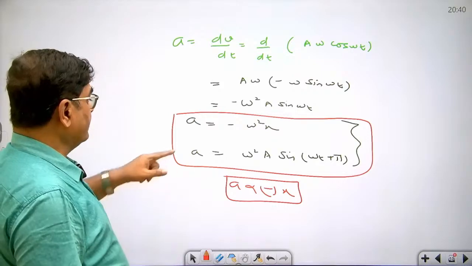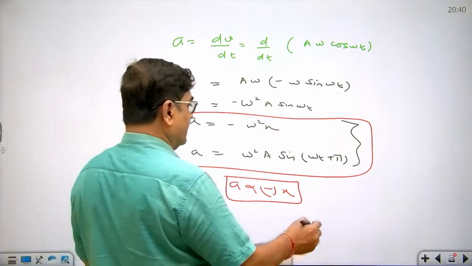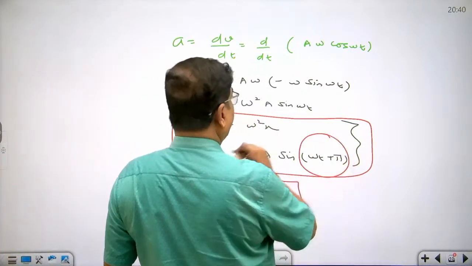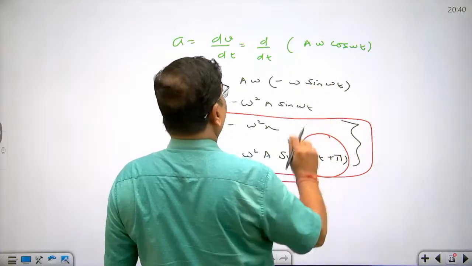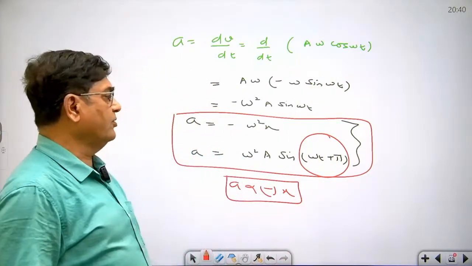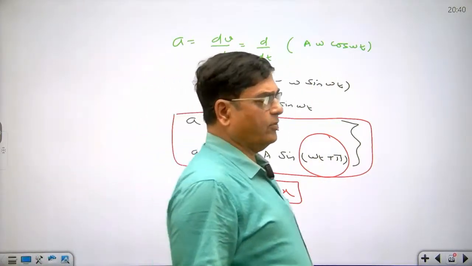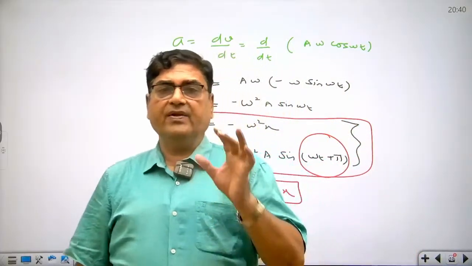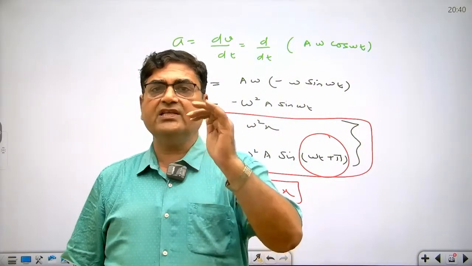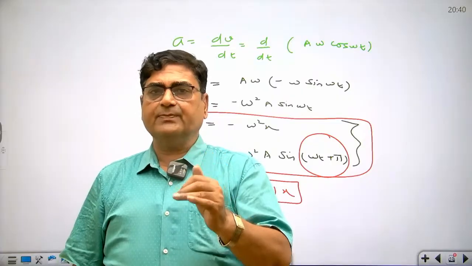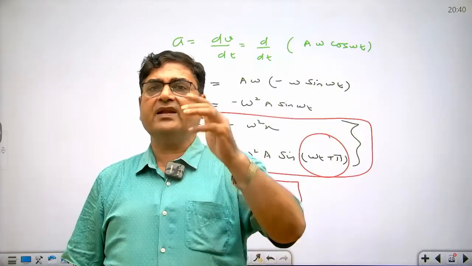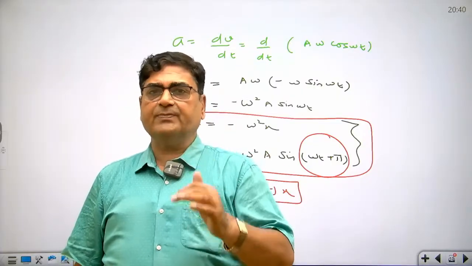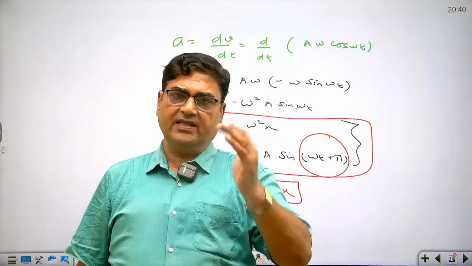And one more thing, the phase of acceleration is omega t plus pi. And the phase of velocity is what? Omega t plus pi by 2. And the phase of displacement is omega t. So dear student, in SHM, the phase difference between acceleration and velocity is pi by 2. Phase difference between acceleration and displacement is pi.